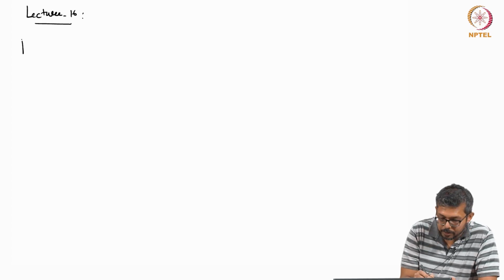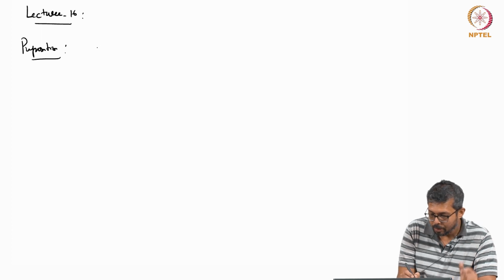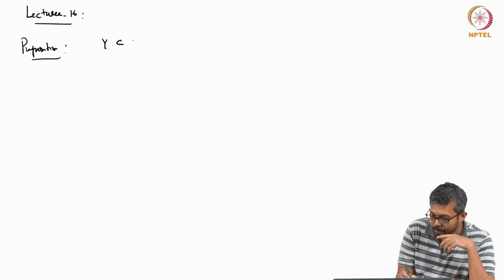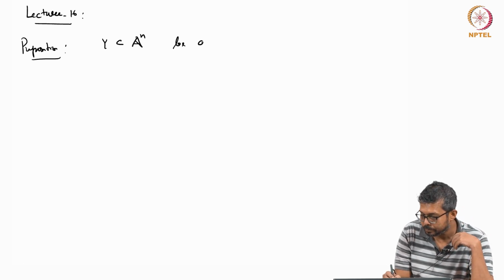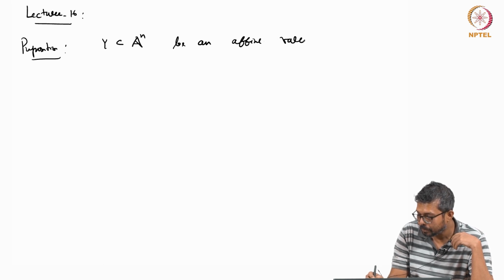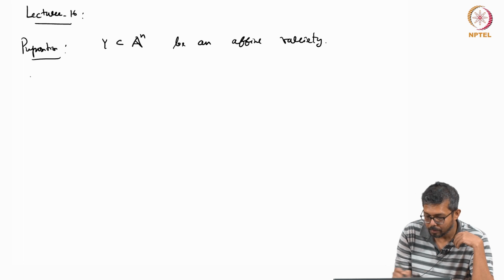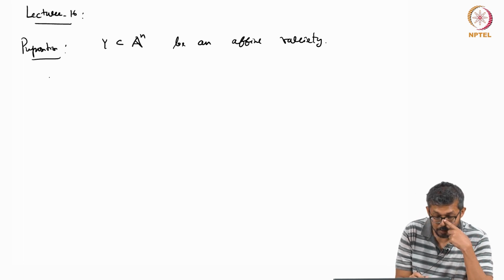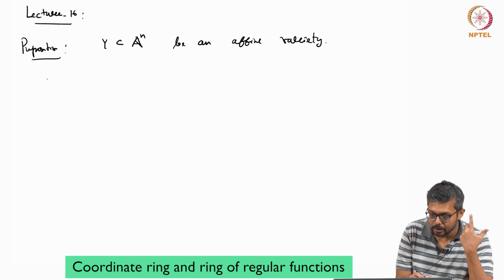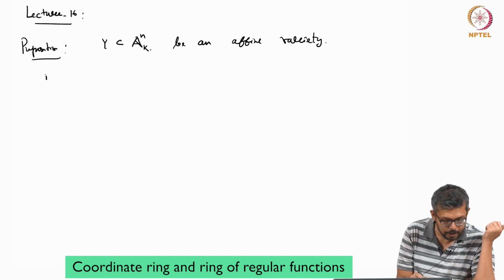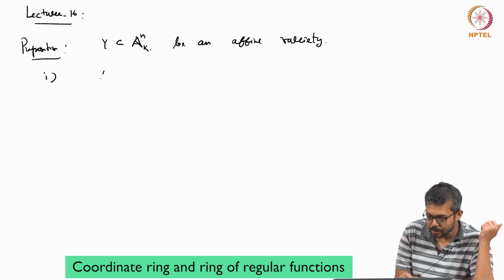So this was the proposition, right? Y is an affine variety. Then you have two canonical rings. One is a coordinate ring and another is a ring of K-algebras. So over K, K is algebraically closed. Then you have this A(Y), I denoted, I think, right?